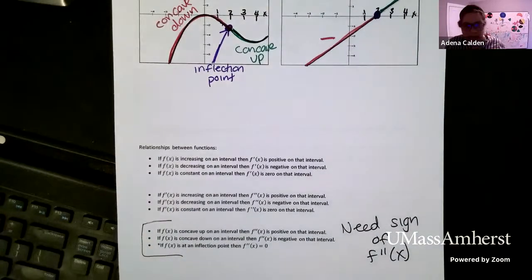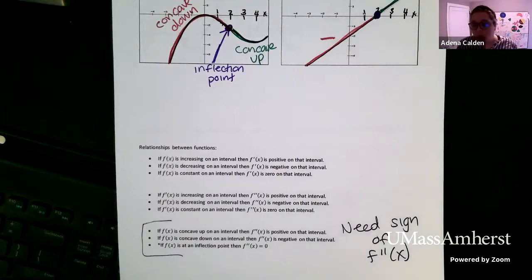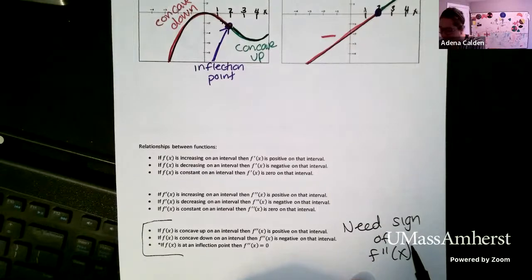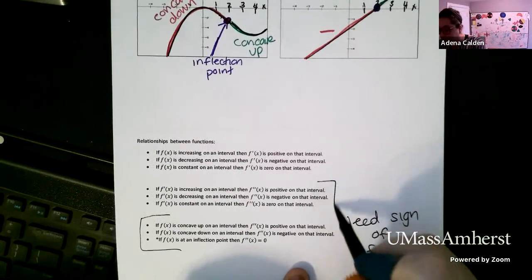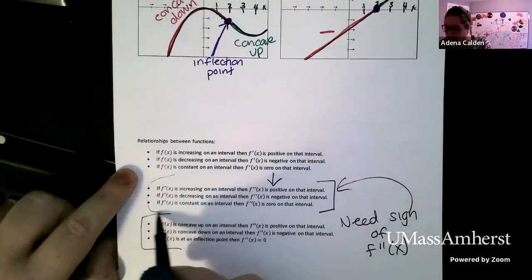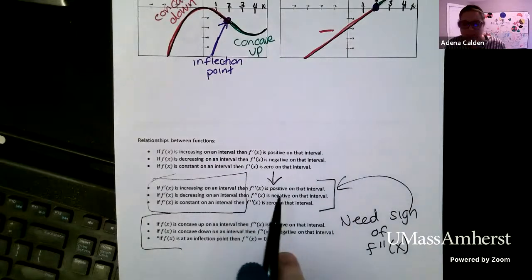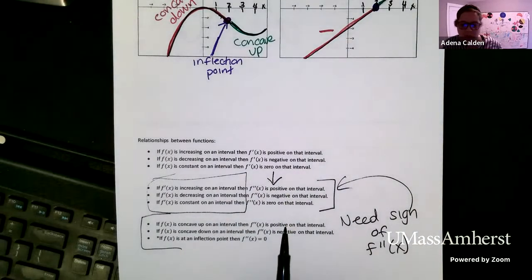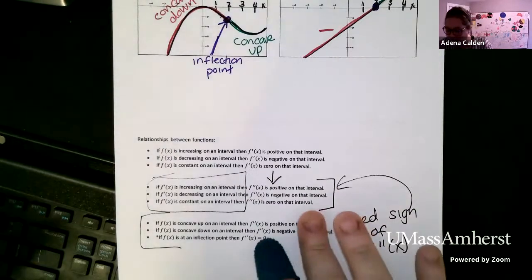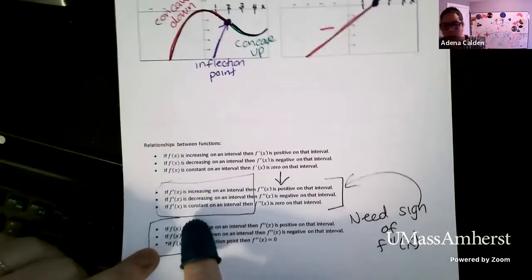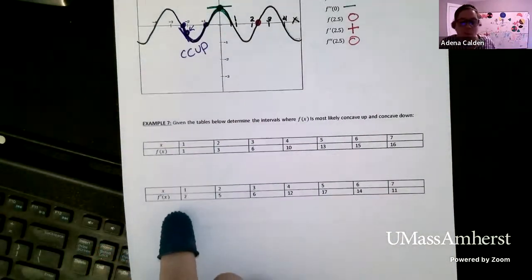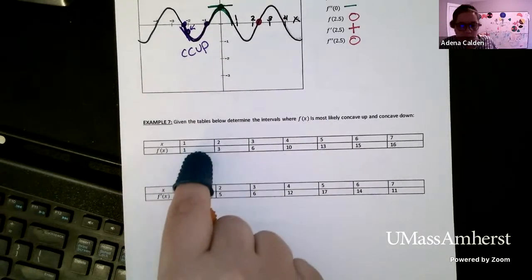Neither of those tables had the second derivative. One of them had the first derivative and one of them had original function values. What can we do to get the sign of the second derivative? Well, we can use the first derivative to get the sign of the second derivative, and then use the sign of the second derivative to get the concavity. So for both tables, we're going to need to think about how we can use the first derivative to get the sign of the second derivative. We have the first derivative here. We don't have it here.